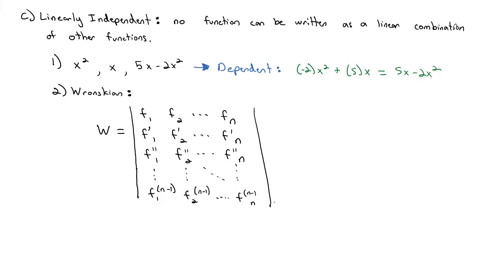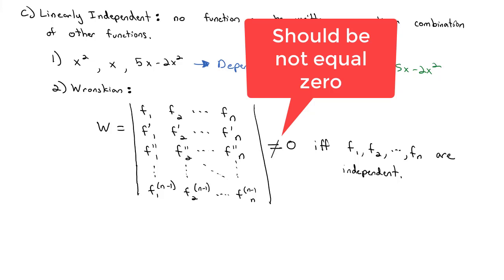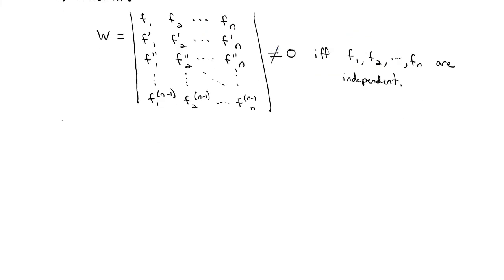And if you calculate that determinant, it will not equal 0 if and only if the functions f1, f2, and so on to fn are independent. Specifically, linearly independent. If it equals 0, we would say the functions are dependent. So let's take a look at an example.